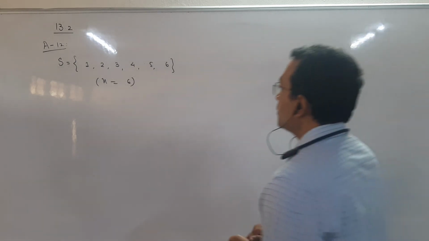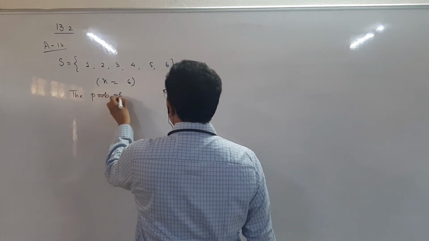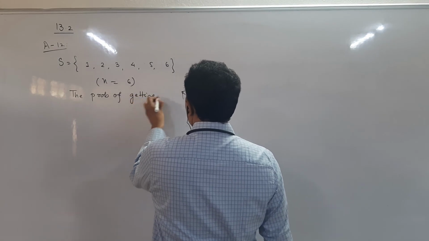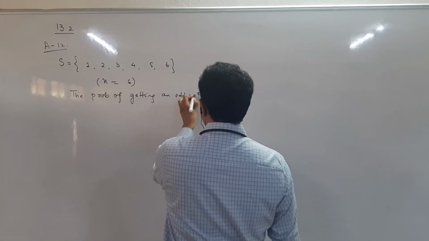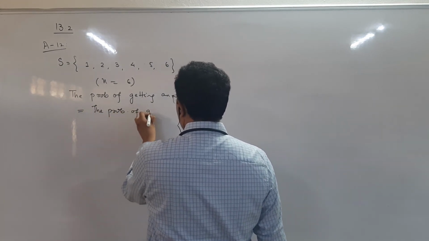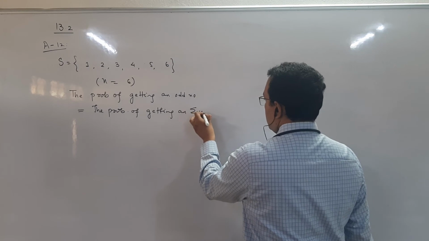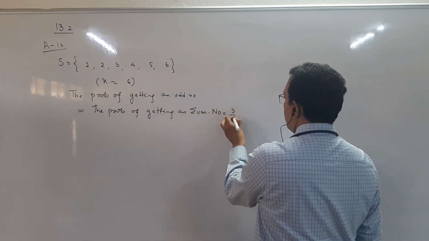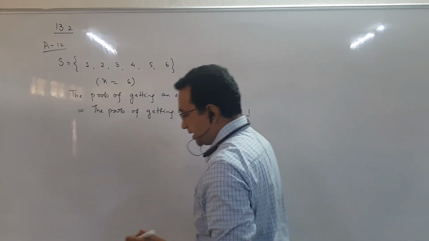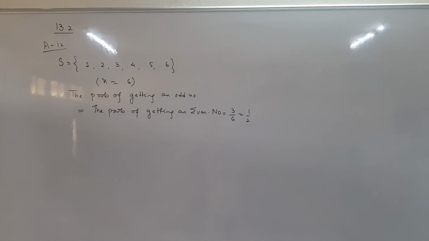Now, the probability of getting an odd number is same as the probability of getting an even number, and that is nothing but 3 by 6, because there are 3 odd and 3 even integers in set of integers 1 to 6. This much I think all of you can perfectly understand.